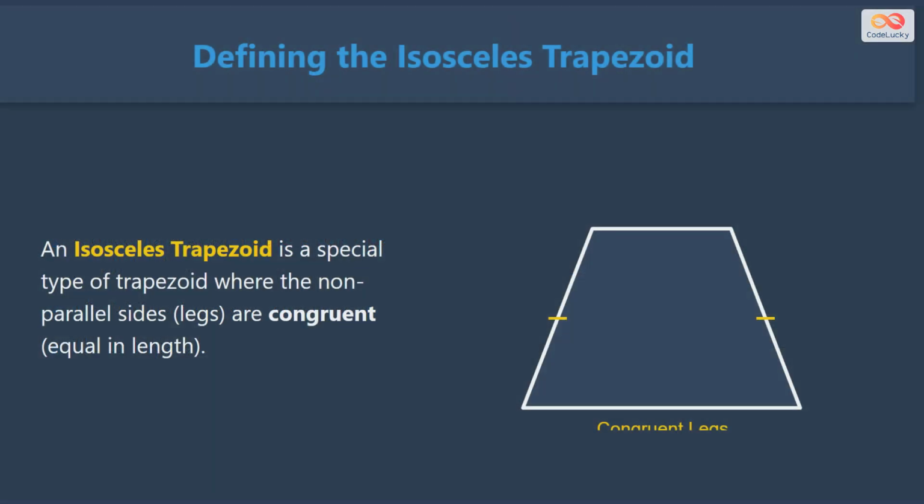Now, what makes a trapezoid isosceles? Just like an isosceles triangle, an isosceles trapezoid has symmetry. It is defined as a trapezoid where the non-parallel legs are equal in length. This means the left leg and the right leg are congruent.